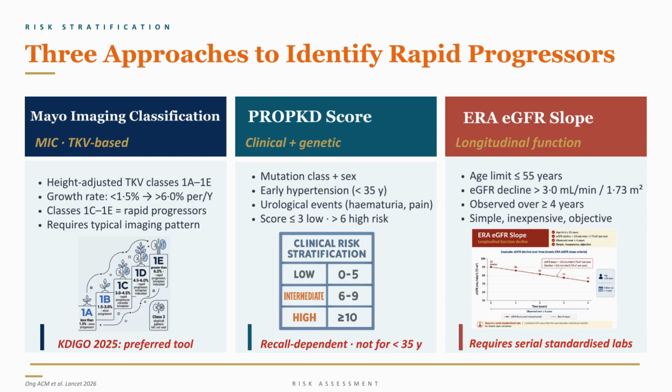Higher scores indicate higher risk of progression, but remember, this tool is recall-dependent and less useful in younger patients under 35. Third, the ERA estimated-GFR slope, which is based on longitudinal kidney function. It requires a decline in estimated-GFR of more than 3 ml per minute per year over at least 4 years. It's simple and objective, but needs time and consistent lab measurements.